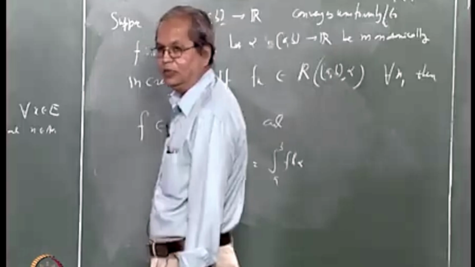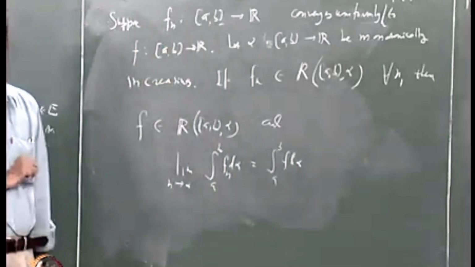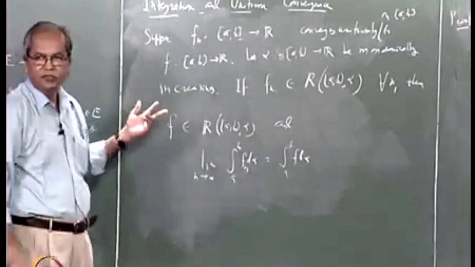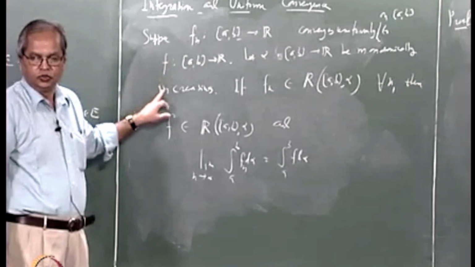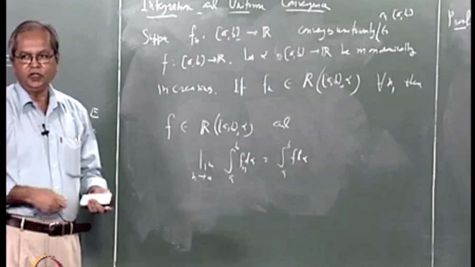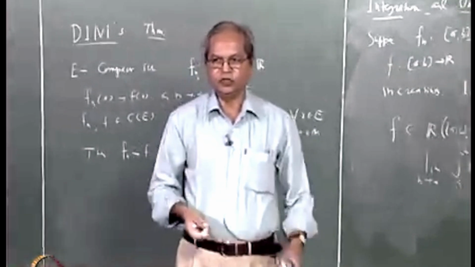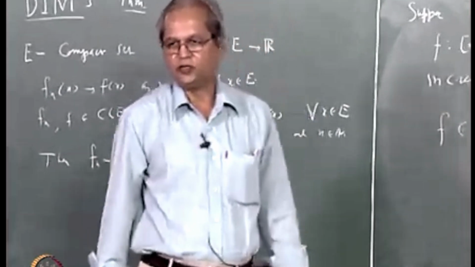Then we know that each fn is integrable. So for each fn such a partition exists. The idea is that we will take one of the partitions, and if n is large enough, the difference between fn and f is small. So we should naturally expect that the difference between the upper sum of fn and the upper sum of f is small. Similarly, the difference between the lower sum of fn and the lower sum of f is also small, and that is the idea that we are going to use.